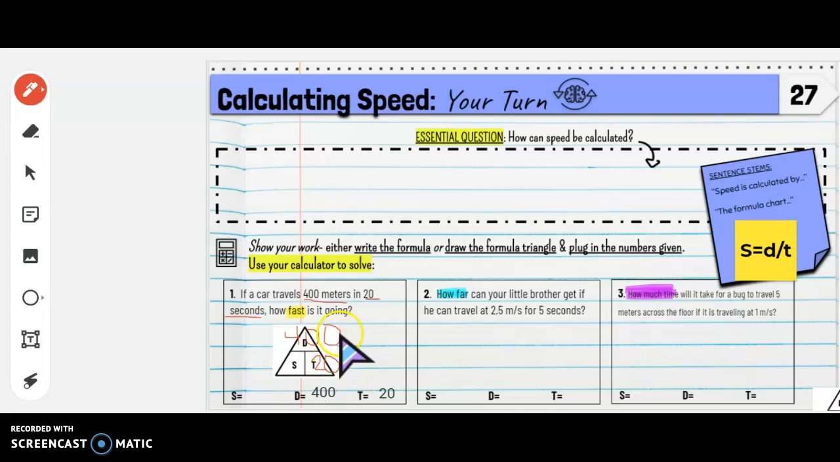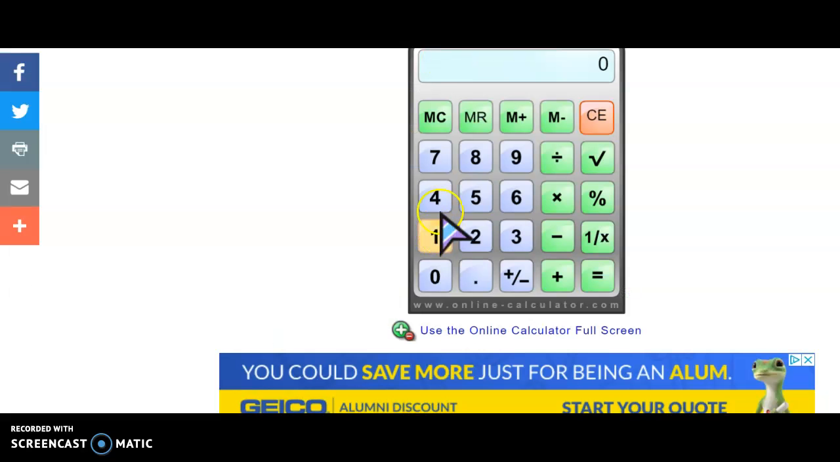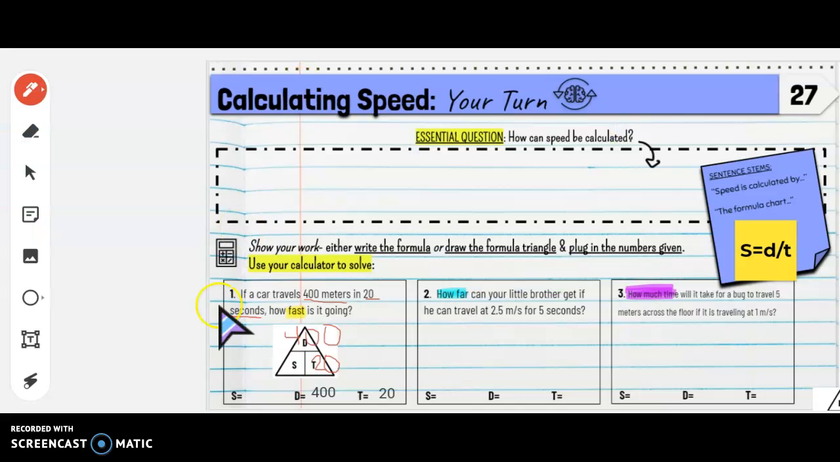And now I'll plug that into my calculator. I have 400 over 20. So we'll put 400 divided by 20 equals, and we get 20. So the speed of the car is 20 meters per second.